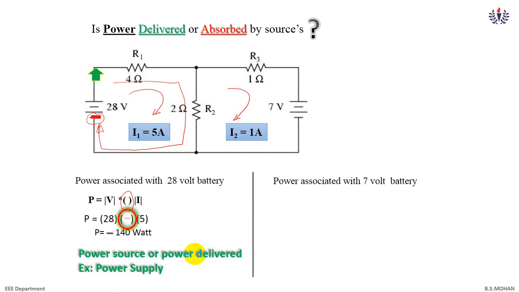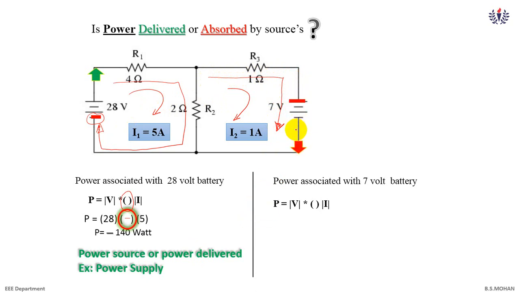Similarly, let's see power associated with the 7 volt battery. As we know the formula, it is V into I, and you have to incorporate the polarity of the terminal that the current hits first. As we have seen, the current I1 we have taken in clockwise direction. The current travels through 1 ohm towards right and then comes down through the 7 volt battery. As the current comes down, which polarity does it hit first? It hits the positive polarity of the 7 volt first. Thus we incorporate positive with respect to current.